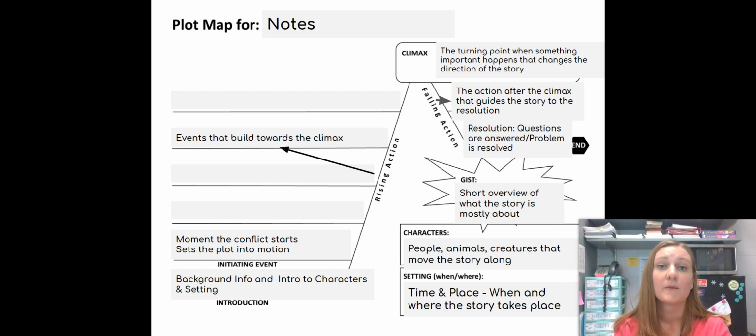Those should all help you remember how to fill out a plot map and what these parts of a plot map are. On the Retake Resources tab on our class page, you also have links to a booklet that you can use to help you review.